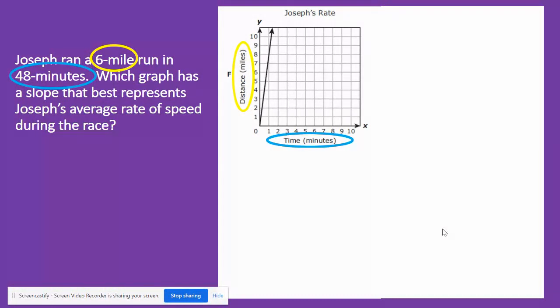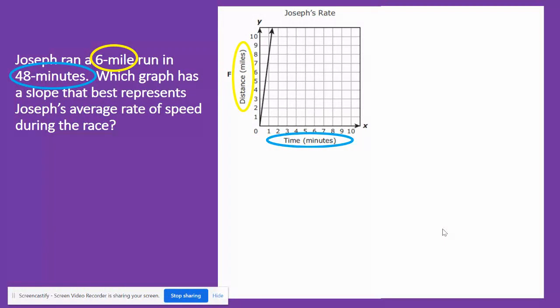But I notice that I do not have the 48 minutes on my graph. So I need to take another look at the information given. I can set up a ratio with the 6 miles that Joseph ran over the 48 minutes that it took him to run those 6 miles, and I can simplify to find out how long it took Joseph to run 1 mile. And once I set up my ratio, I find out that Joseph ran 1 mile in 8 minutes, and that information is on my graph.